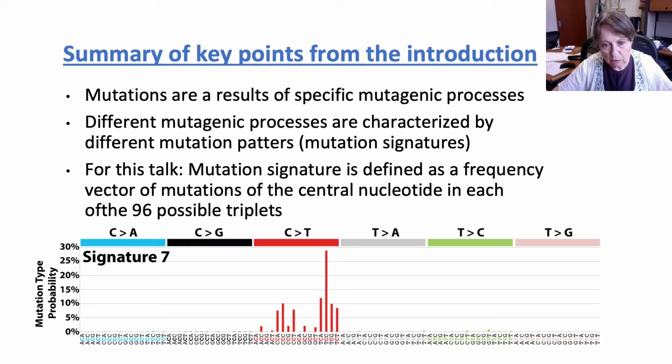Okay, before I go to the algorithmic challenges, let me briefly summarize the key points of this introduction. Firstly, mutations are results of specific mutagenic processes. We are going to assume that different mutagenic processes are characterized by different mutation patterns, so-called mutational signatures. For this talk, mutational signatures are defined as frequency vectors of mutation of the central nucleotides in each of the possible 96 triplets.